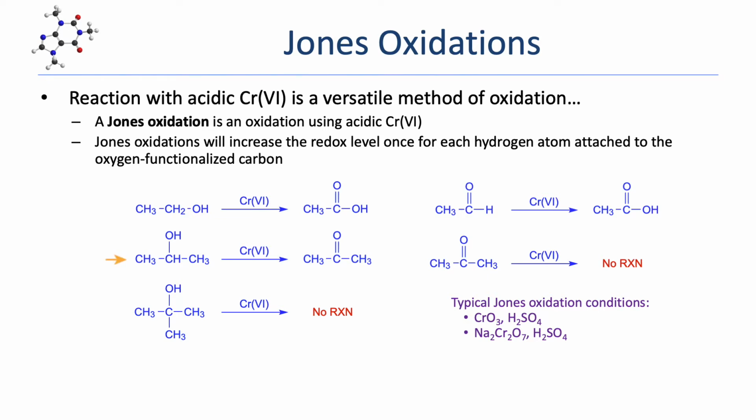In the next example, we see a secondary alcohol undergoing Jones oxidation to give a ketone. The functionalized carbon in the reactant has only one hydrogen attached, so it will be oxidized once, from the first redox level to the second redox level.